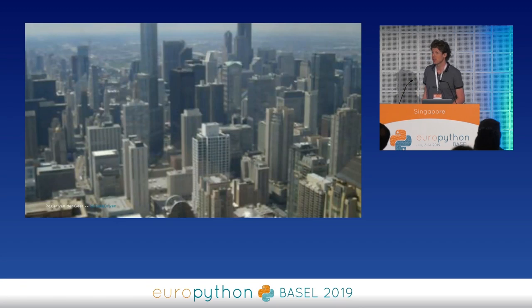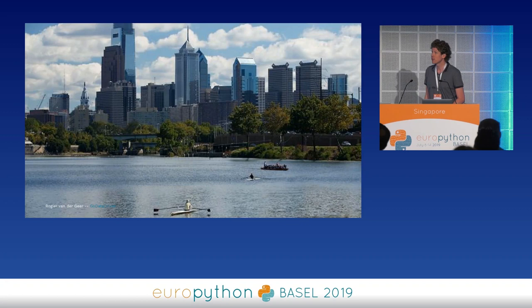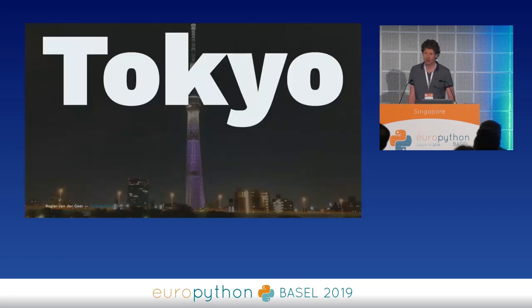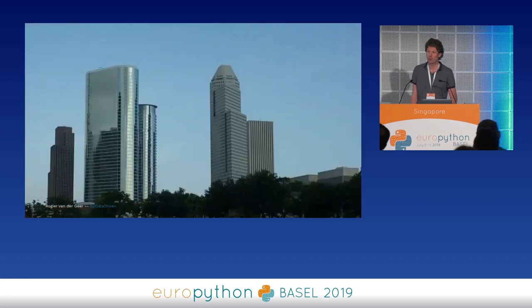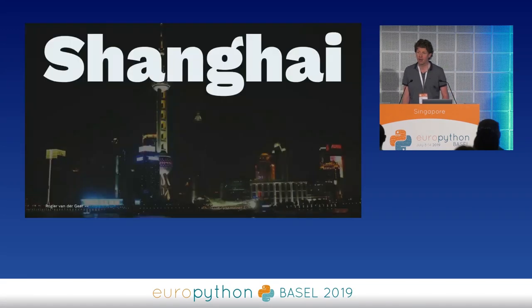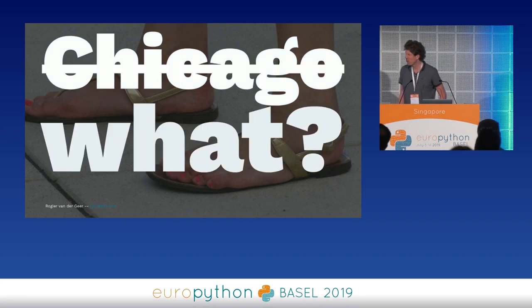So this is clearly Chicago, right? And then here we have Philadelphia. Got it all right. Again, this is Tokyo. Cool. Even this one, it's not really so complicated. Doesn't have too many buildings, I would say. I wouldn't know it, but it got it all right. It's Houston. Then here we have Shanghai. And this is clearly Chicago, right? Wait, what? What just happened?